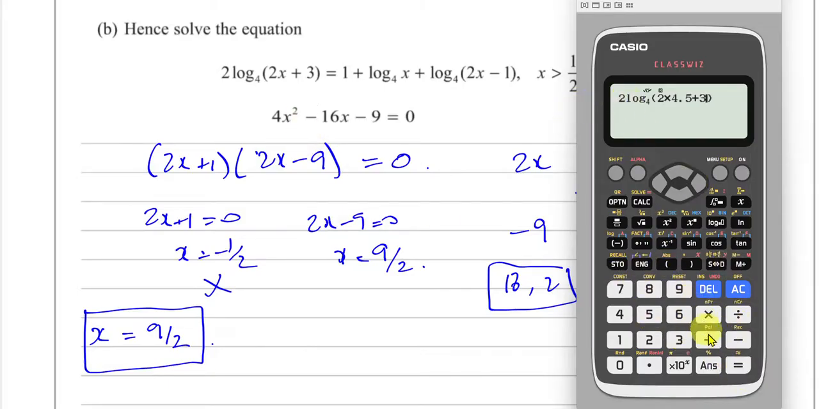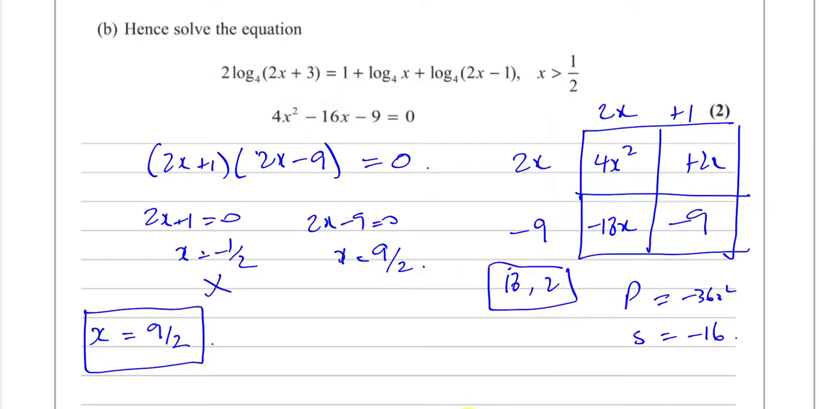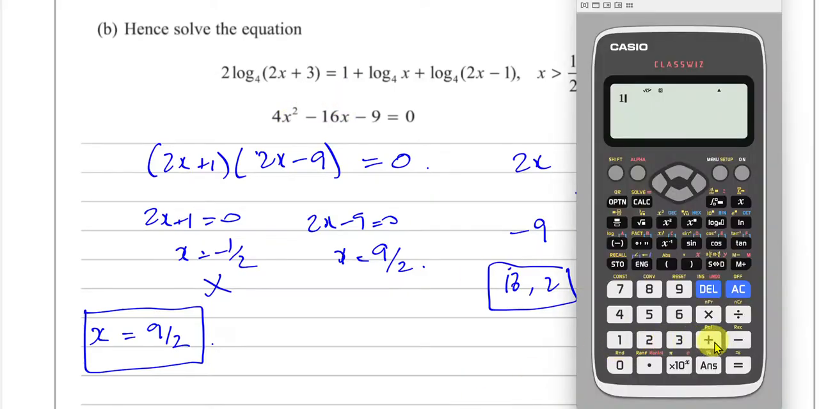Now what does that give us? That gives us 3.584. I'm going to store this as A. So the whole of this side should give us 3.584. Let's see if it does. The whole of the other side is going to be 1 plus log to the base 4 of 4.5, that is 9/2. And then plus log to the base 4 of 2 times 4.5, which is 9, minus 1, which is going to be 8. Oops, what am I doing there?